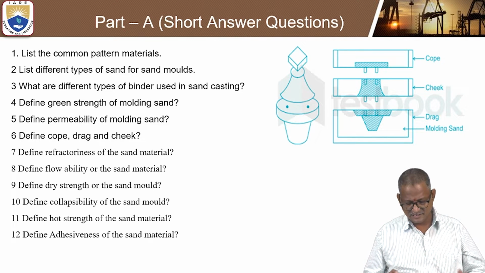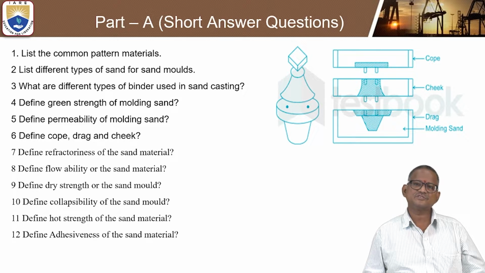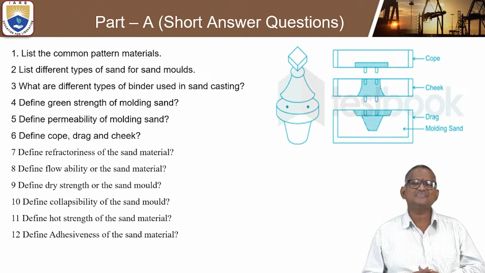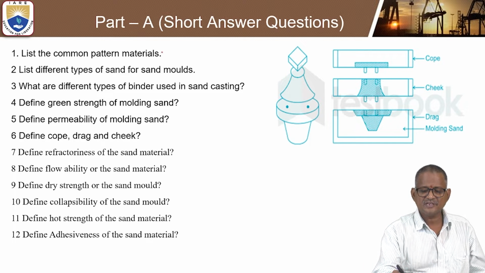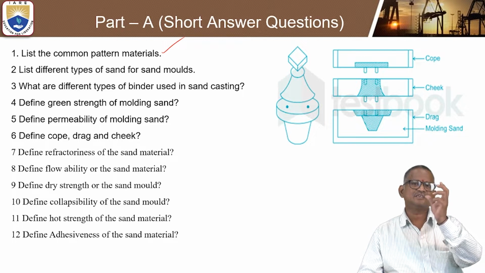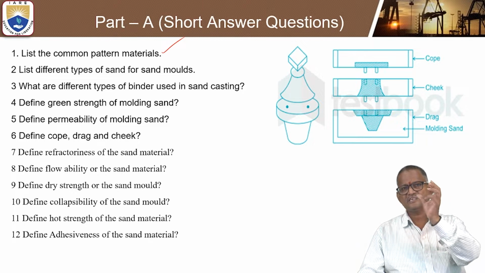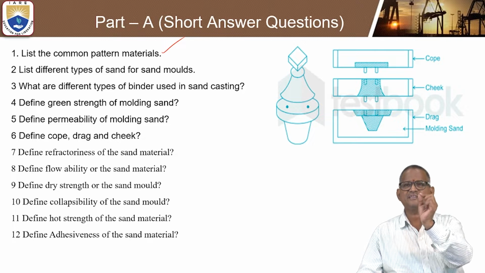So I would like to discuss this in the casting topic. These are some important short answer, 2 mark questions. Sometimes it is a 1 mark question in GATE and competitive examinations. So, list the common pattern materials. I already explained this clearly in the first class itself. The term pattern can be defined as the replica of the original casting. But here the definition is not being asked. They ask you to list the common pattern materials.